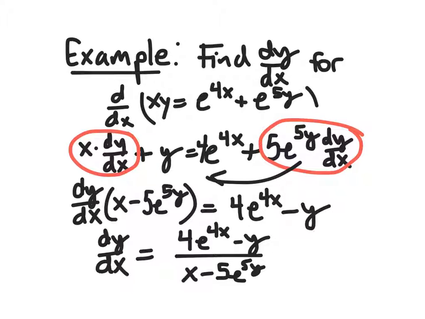All right? So there we had to use chain rule, some product rule. So this is a little more complicated example and hopefully gives you a better idea of how to do these in general.